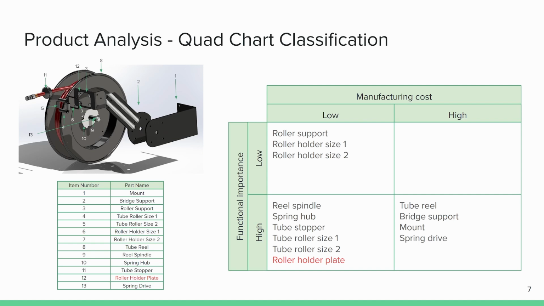Parts with high functional importance but also high cost are to be considered for redesign. In our case, these are the tube reel, spring hub, reel spindle, and spring drive. Unfortunately, redesigning the spring drive is beyond the scope of this project, so it will be maintained as a cost. The parts listed as low functional importance, that is roller supports, roller holders, and roller holder plate, are to be eliminated with the next design iteration or brought to a higher functional value.